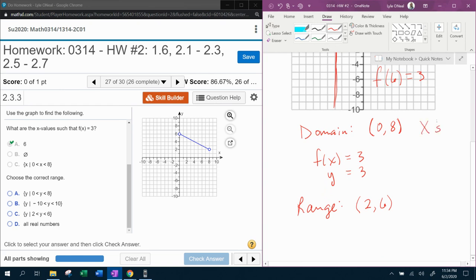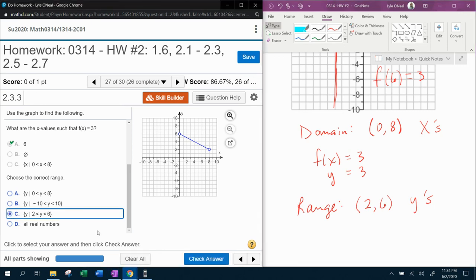These are the x's, these are the y's. Which one of these answer choices says starting at 2, stopping at 6? That's C. y is greater than 2, but y is less than 6.